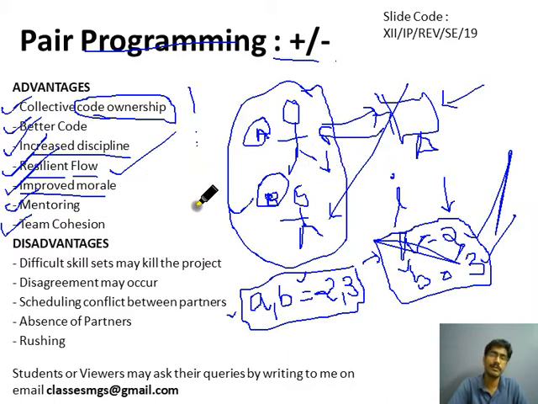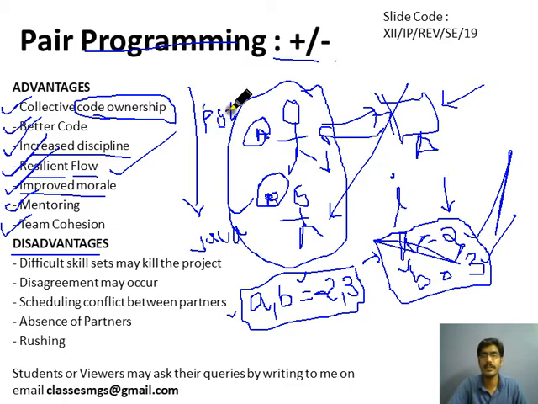So these are some of the advantages. You can remember 1 or 2. Now we will see the disadvantages. Different skill sets may kill the project. Let's suppose person B knows Java and person A knows Python, then it would be difficult for both programmers to work on the same project or the same software development, because he knows Python and he knows Java. So if there are different skill sets, then it would be difficult.